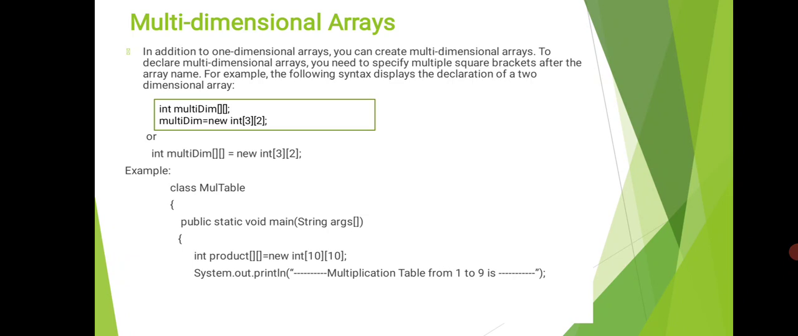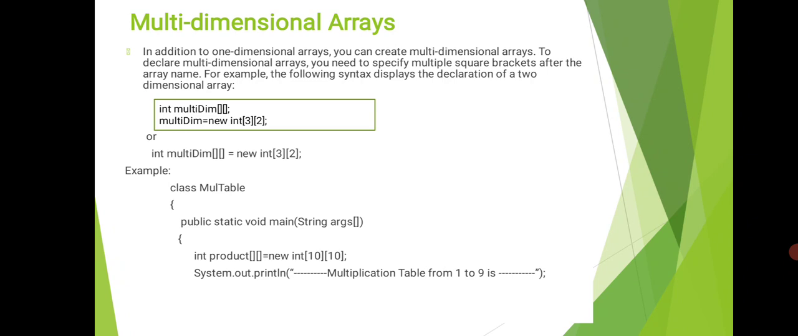To declare a multi-dimensional array, you need to specify multiple square brackets after the array name. So after the array name, you should specify the multiple square brackets, that is, subscripts. If more than one subscript is given for an array, then that array becomes a multi-dimensional array. For example, the following syntax shows the declaration of a two-dimensional array: int array name with two subscripts, ending with a semicolon. That is the declaration of a multi-dimensional array.